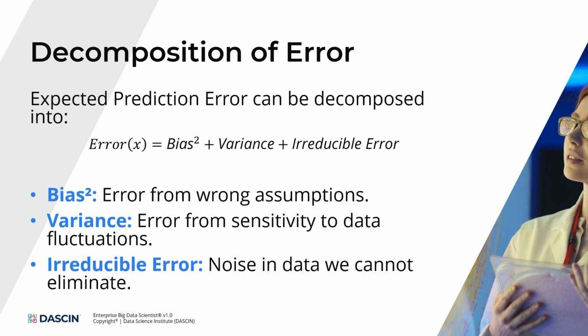The prediction error of a model can be broken down into three parts: bias squared, variance, and irreducible error. Bias squared comes from simplifying assumptions in the model. Variance comes from sensitivity to the training data. And irreducible error comes from noise in the data itself, something we cannot avoid. Our job is to reduce bias and variance as much as possible, while accepting that irreducible error will always remain.